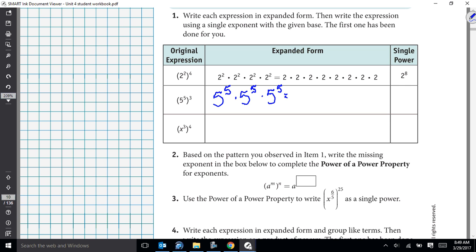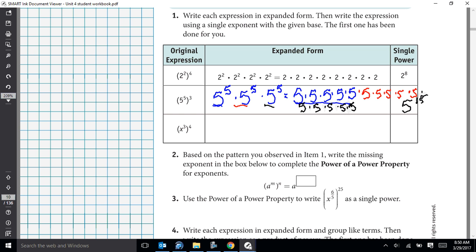How can we expand 5 to the 5th? That's saying we have 5 how many times? 5 times, right? So we have 1, 2, 3, 4, 5. And then we can write this 5 to the 5th as 5 times 5 times 5 times 5 times 5, and the same for the other two. So how many total 5's do we have? 5 to the 15, because we have a total of 15 5's.